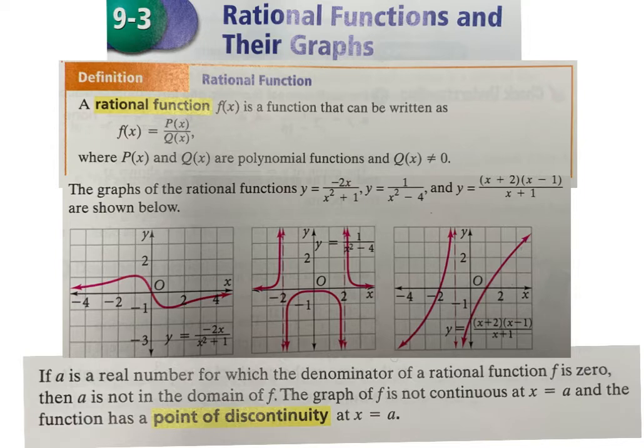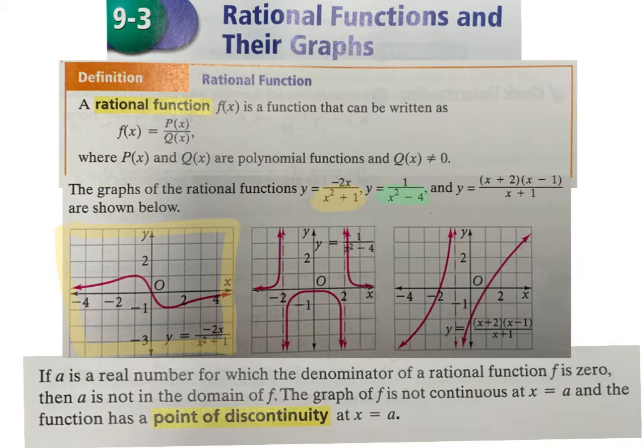The graph of the rational function, the one on the left, is -2x over x squared plus 1. There is no value here that makes the denominator zero, okay? So you can never make x squared plus 1 zero, using real numbers. Because if I were to set it equal to zero, I'd get the square root of negative 1. That's not in my real number range. So there is nothing in this particular graph where my denominator is zero.